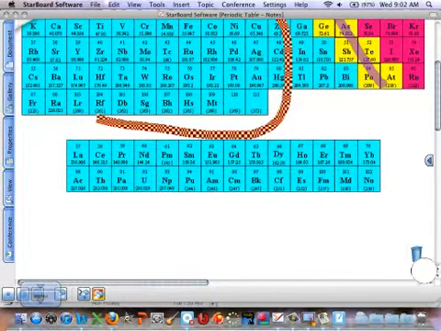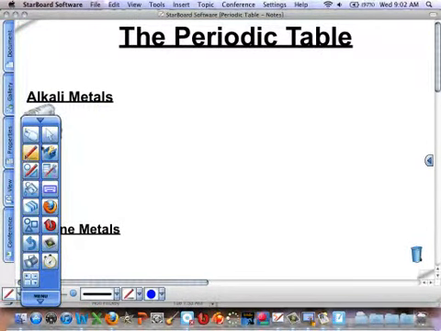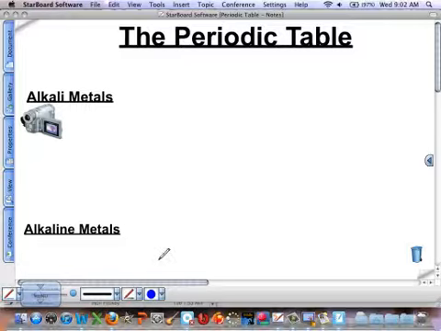Alright, so let's start depending on you guys a little more here. We have some different groups that had to research some different information. So we had group 1 that was doing alkali metals. What did you guys find out?